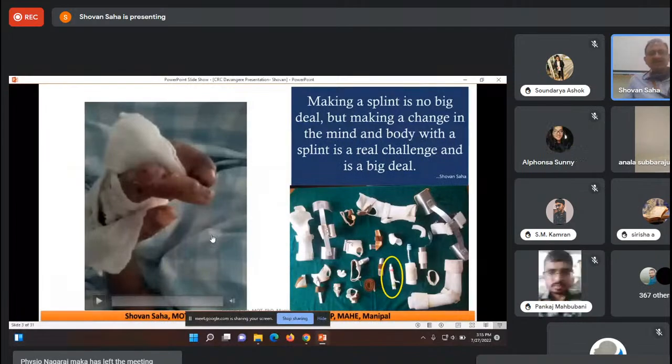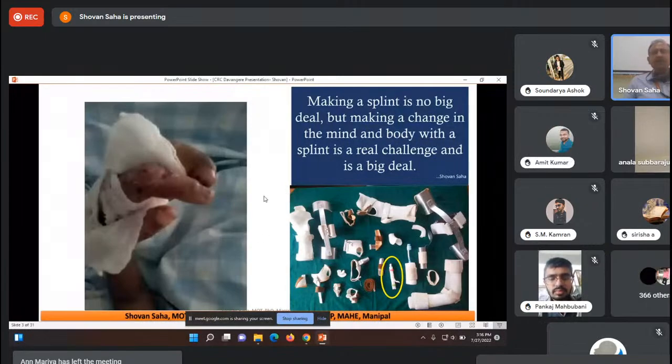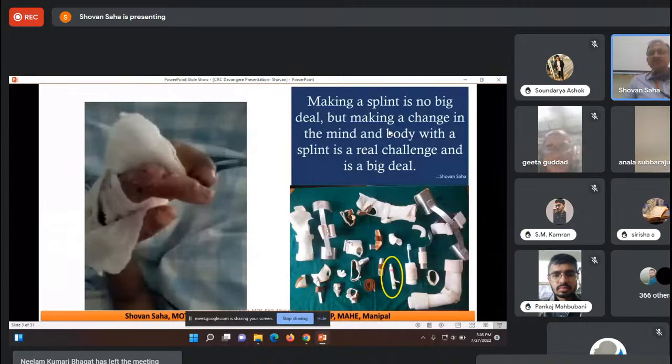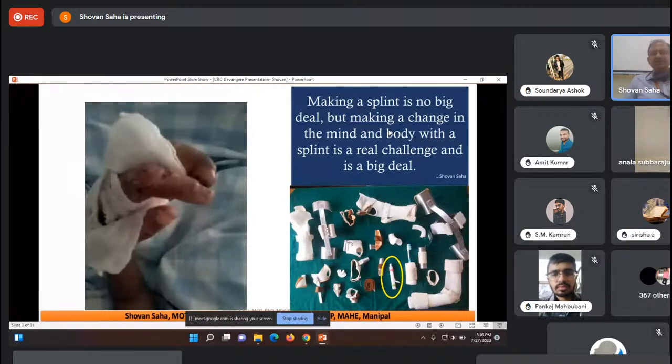Of course, this example in front of you is not cerebral palsy, but through this presentation I would want to drive a message. As is written, making a splint is no big deal, but making a change in the mind and body with a splint is a real challenge. It is not that it is a piece of metal or a piece of plastic that you make and hand over to the patient. It is about how the device gets connected with the individual's aspirations.